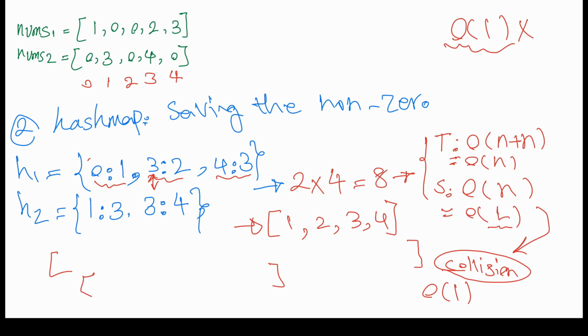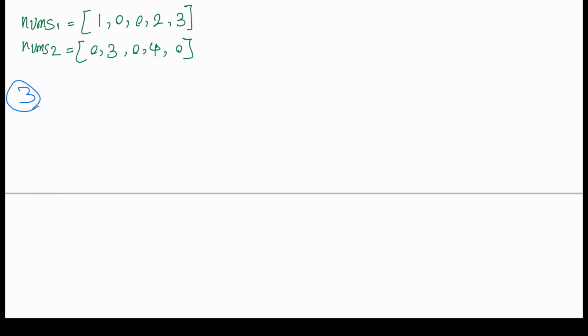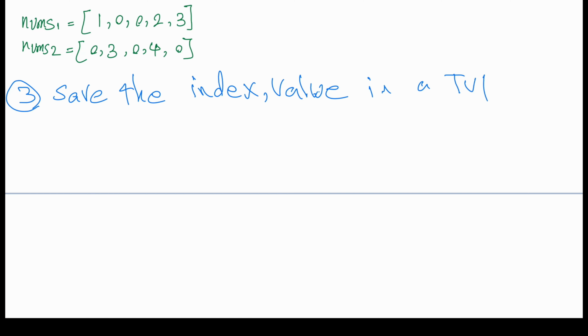So let's go with the third solution here. Third solution is to save the index and value in a tuple in a list. Okay, so to solve the collision problem and optimize the solution, we can use a list of tuples, and each tuple contains the index and the value of only the non-zero elements.